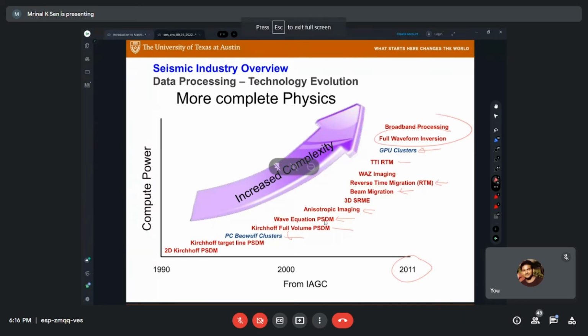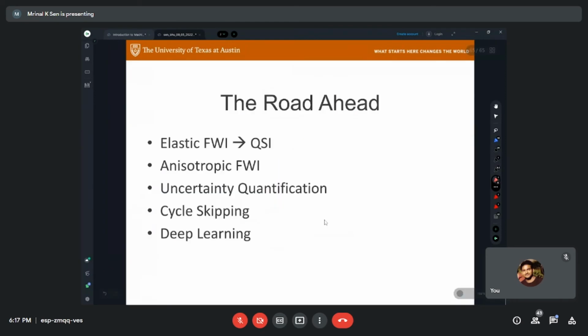So what is different between these methods? It's basically, as we progressed, we included more complete physics. We started with very simplistic assumptions. It's not that we didn't know the correct physics to use, just that we could not afford to make all those calculations.